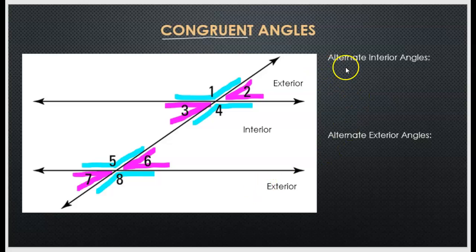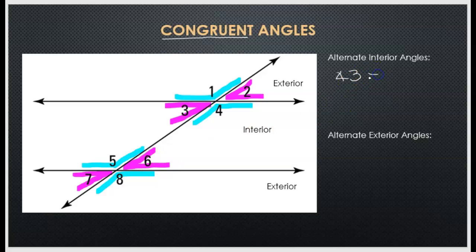So alternate interior angles, here we go. Alternate means on opposite sides of the transversal, and interior means on the inside. So let's start with angle number 3. Angle number 3 is over here on the left side of the transversal, and it's on the inside of the parallel lines. So what we want to do is go over here to the right side of the transversal, and still remain in the interior of the parallel lines, and we're going to end up with angle 6.